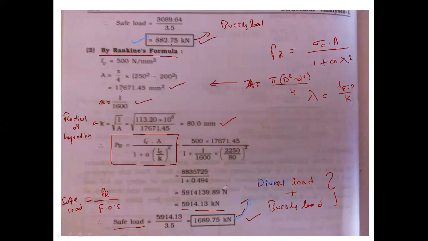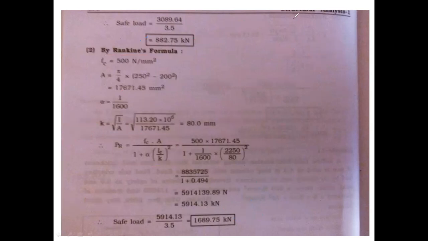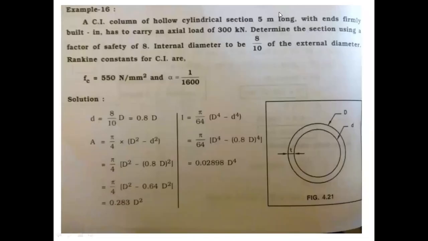So that's why, without considering the economy of the section, we will go for the Rankine design instead of Euler's design. That's how the Rankine formula is useful to design your intermediate column, especially one subjected to both direct and buckling loads. So this is how we are going to solve the problems. Let's see another problem.